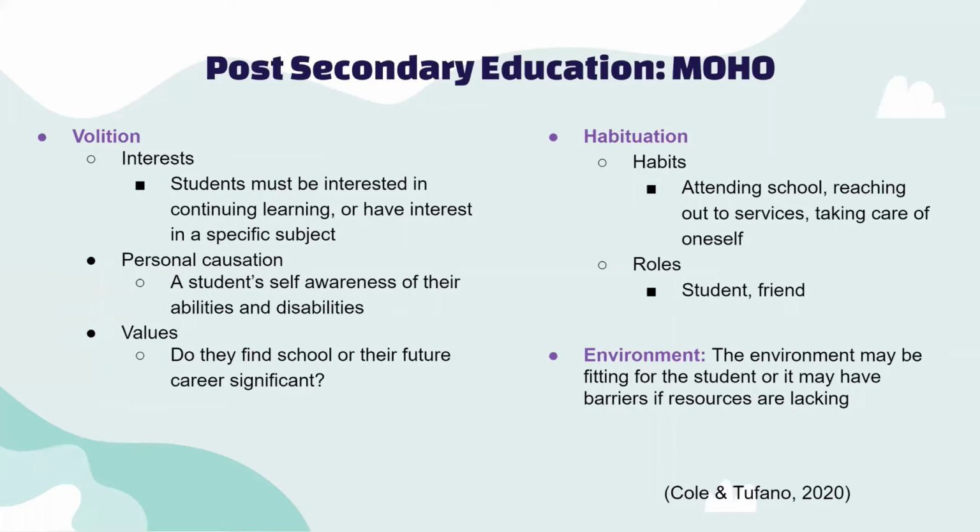We have to see whether or not they find their school or their future career as significant. Additionally, we have to see how much they attend school and how much they reach out to services, how much they're taking care of themselves, since in college they'll be mostly on their own. And we should see what roles they play, such as whether they're a student, a friend, or an athlete. And then we can assess the environment of the college that they will be transitioning into and see if there are any barriers or any supports for the student.